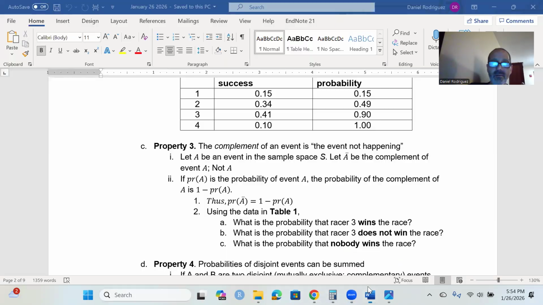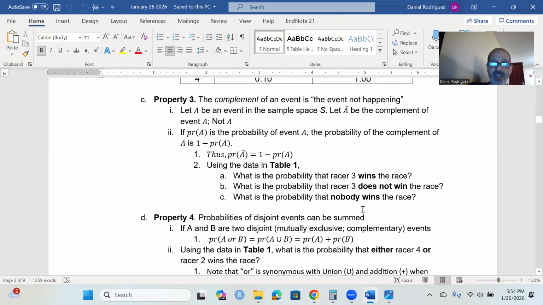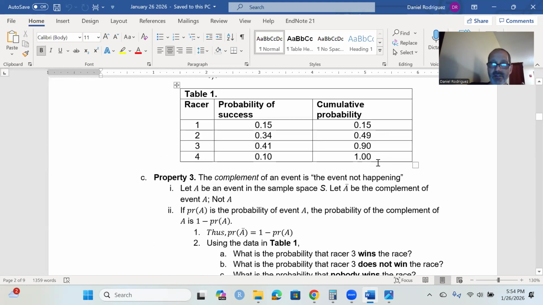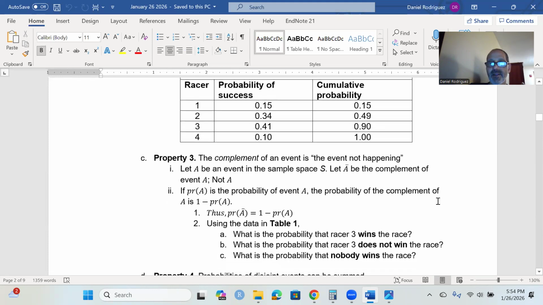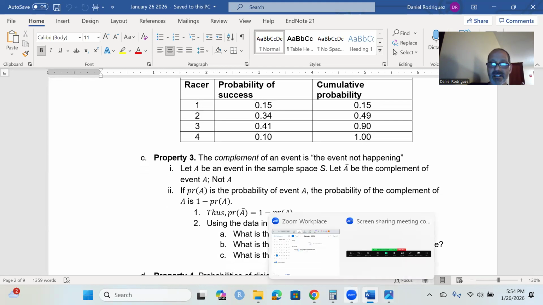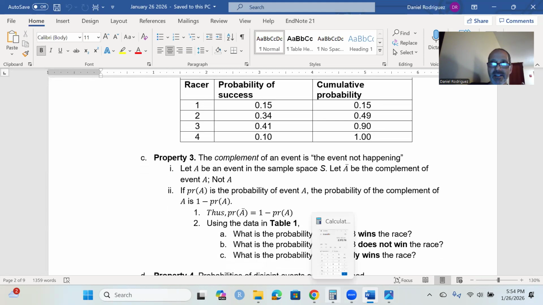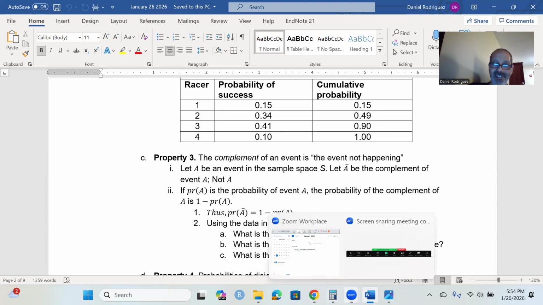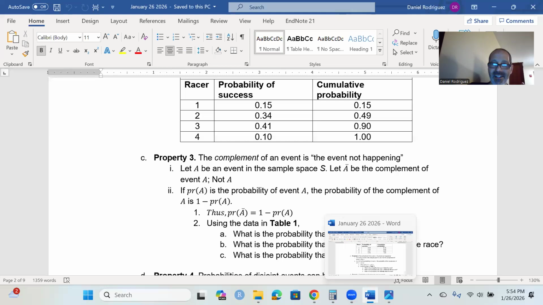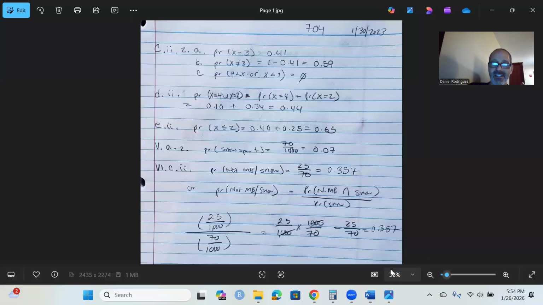The next question is, what is the probability that nobody wins the race? Well, somebody's going to win the race, so the complement of nobody winning the race is 1 minus the probability of somebody winning the race, or 1 minus 1, which is equal to 0, right? 0. All right, let's continue on.